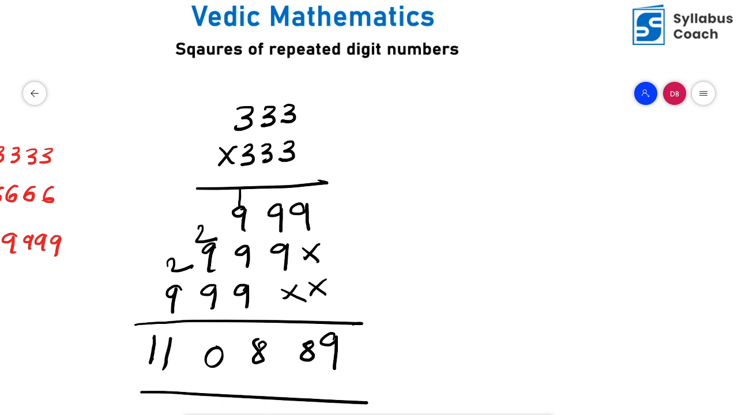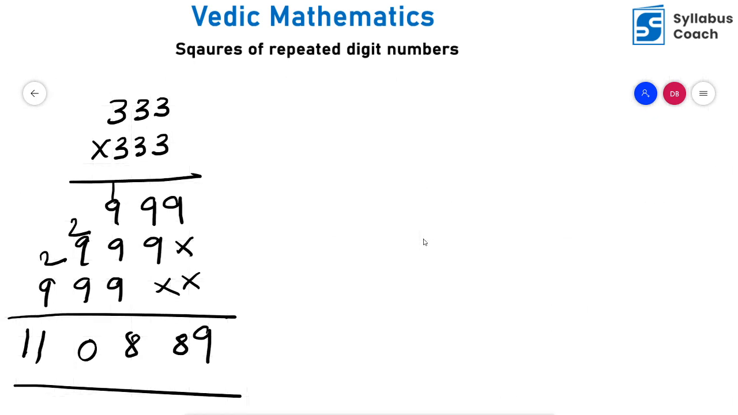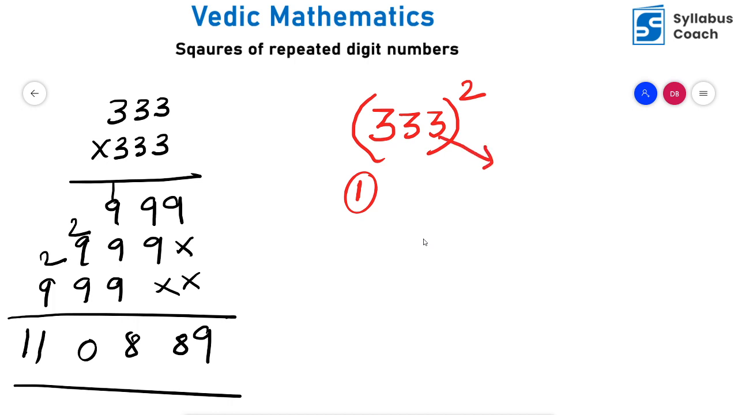Okay, so I'll tell you a technique. So make sure you're listening to this very properly. Okay, understand, students? This is very, very important. So the question is 333 whole square. So whenever they ask like this, the first step, identify the square of last digit.